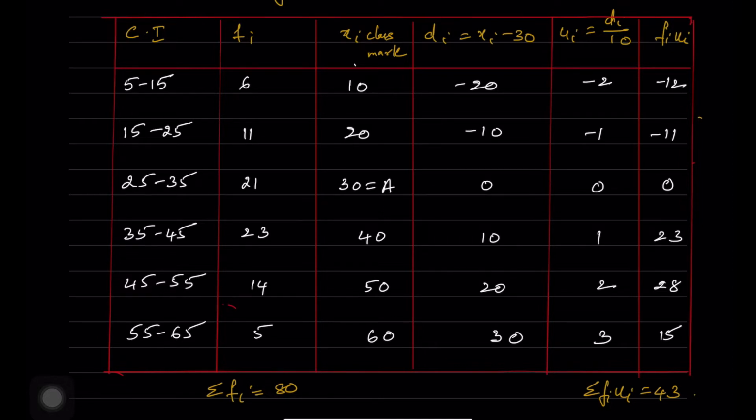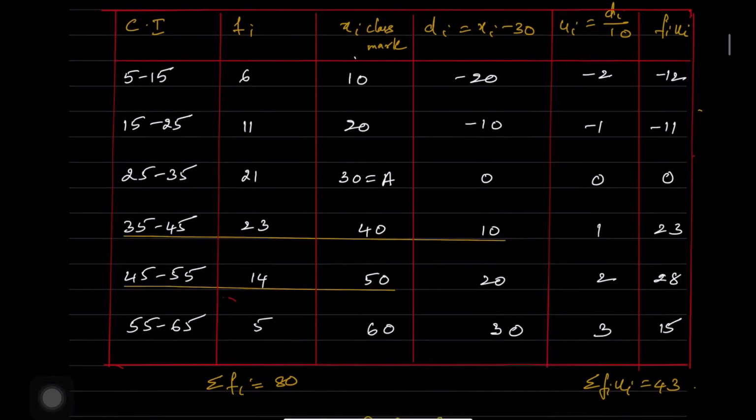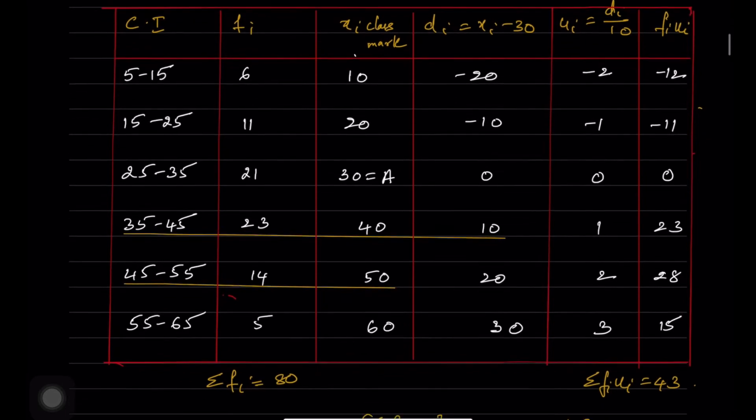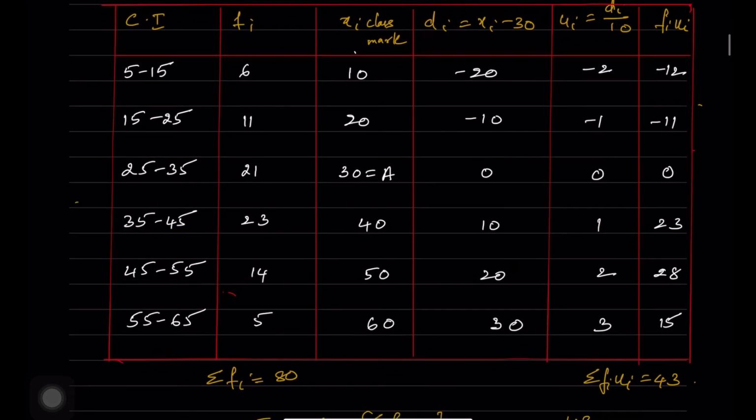35 plus 25 by 2 is 30. 35 plus 45 by 2 is 40. 45 plus 55 by 2 is 50. 55 plus 65 by 2 is 60. So now here we have xi, fi. Because we have large frequencies, we can use the step deviation method, where di is equal to xi minus a. We take one assumed mean. Here we have 6 observations, 6 frequencies, so we can take either the third or the fourth value as the assumed mean.